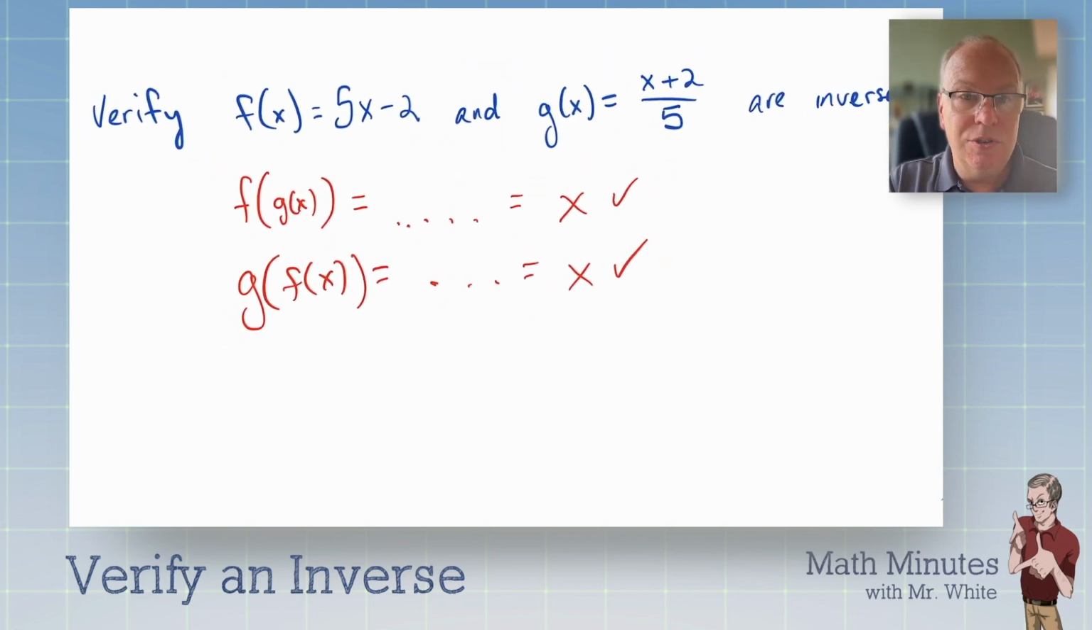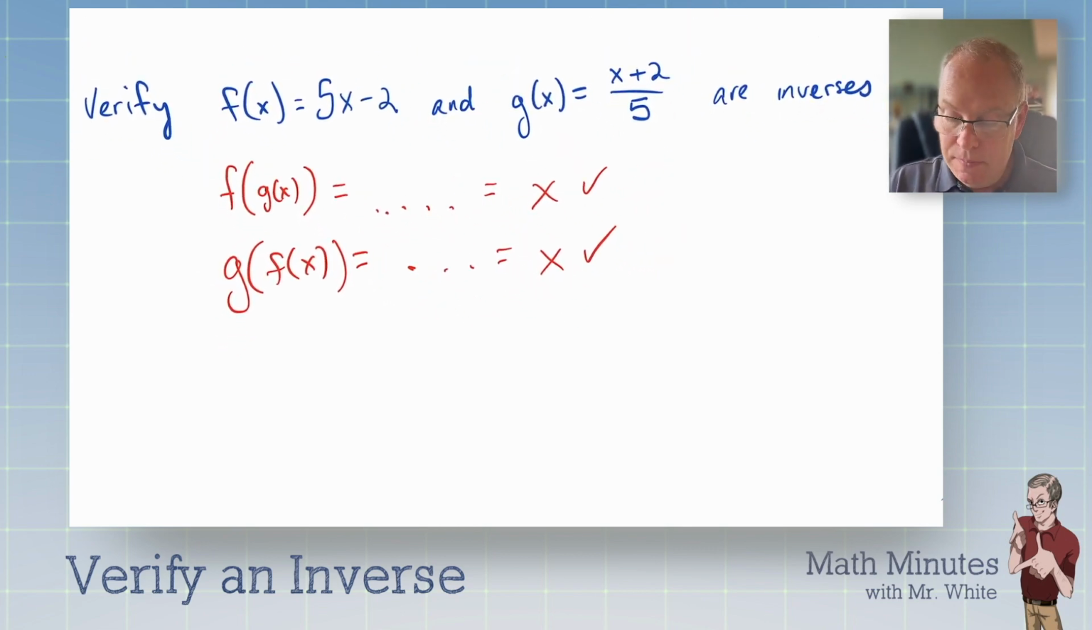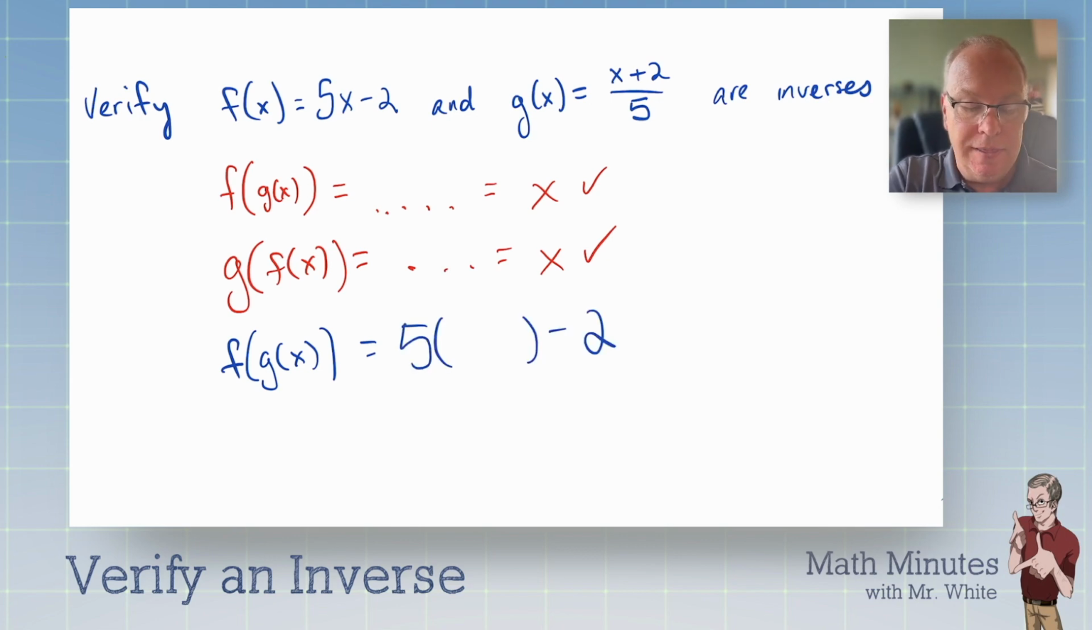So, folks, let's try it here. Let's try it. So here we go. F of g of x. So the f function is 5 times the input minus 2. This x is where we put things. Now, what are we putting in there? We're putting the g of x function in there. So I'll use a different color here so it stands out a little bit. x plus 2 over 5.